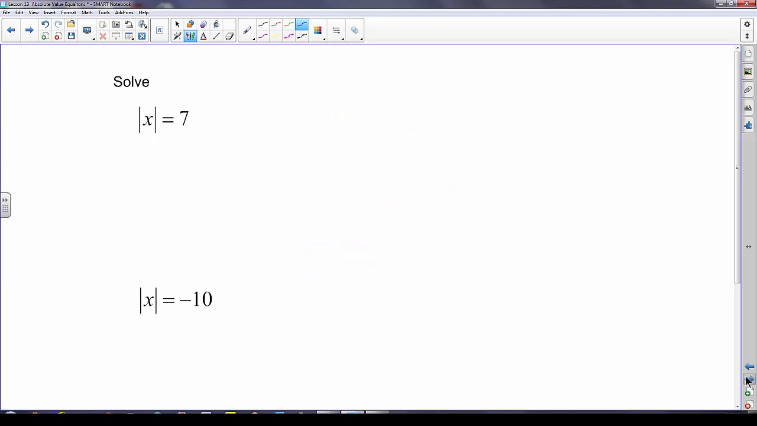Next, we'll actually start using an equation. So this equation asks what values, such that when I take the absolute value of them, I get a 7. In other words, what values are 7 units away from the origin? Well, 7 is simple, but we also have negative 7. So actually, this equation has 2 answers.